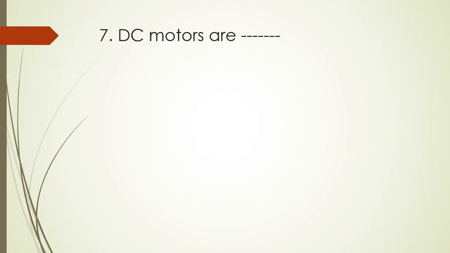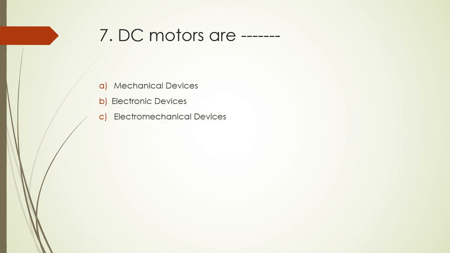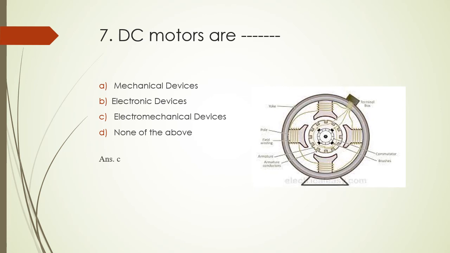Then the next question is DC motors are dash. Mechanical devices, electronic devices, electromechanical devices, and none of the above. So DC motor, whenever we are talking about the motors, they are actually working on electric as well as mechanical signals. So that's why option C is the correct answer here. The DC motors are the electromechanical devices, and this is how the DC motors look like.